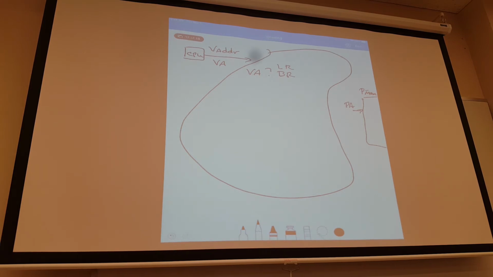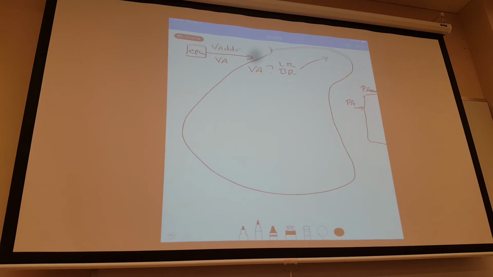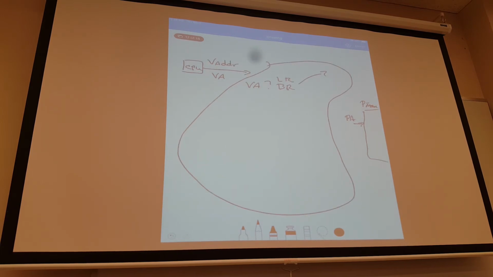And if it's an error, what do we call it? Segmentation fault, seg fault. It's not in an allocated segment. Sorry, I grew up with Looney Tunes cartoons. And if it passes, we just say VA plus base register equals physical address. That's fast, isn't it? We can do that in about 4 machine cycles.